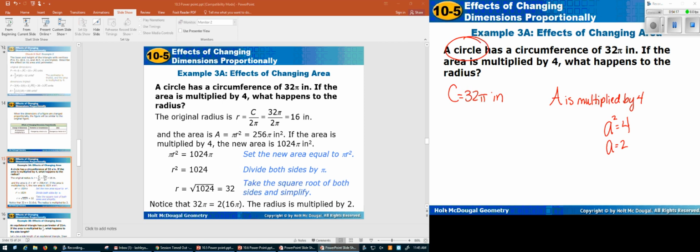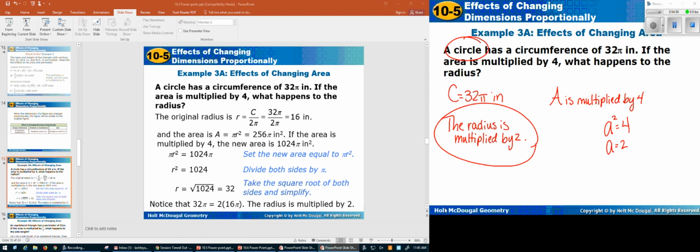So they told us we're going backwards now. The area is multiplied by 4. 4 is a squared, so a must be 2. So now we could say the perimeter is multiplied by 2 and the dimension was multiplied by 2. And in this case, the dimension is the radius. So the answer would be the radius is multiplied by 2. Complete sentence.